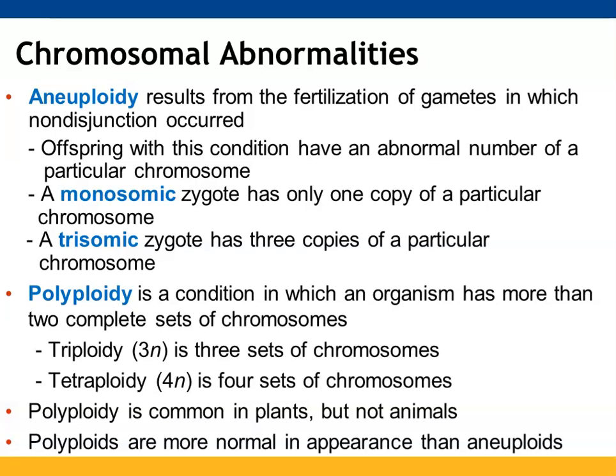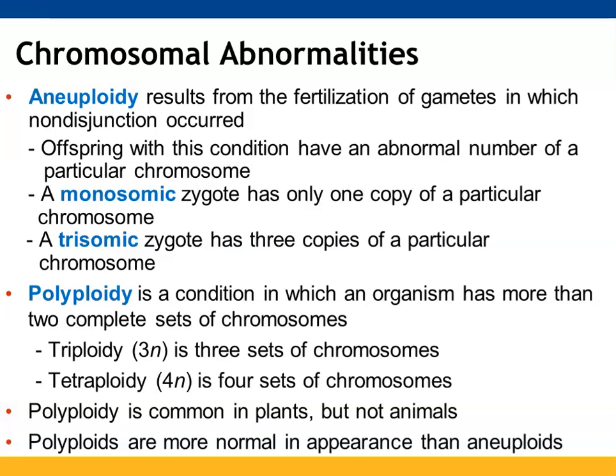Aneuploidy is what results when gametes that had a non-disjunction event are fertilized. You will typically have either a monosomic zygote or a trisomic zygote, one with a single copy of a chromosome or one with 3 copies of a chromosome. Because when that non-disjunction event takes place and the chromosomes don't split, one of the gametes will get an extra copy of a chromosome and another one will be missing one.